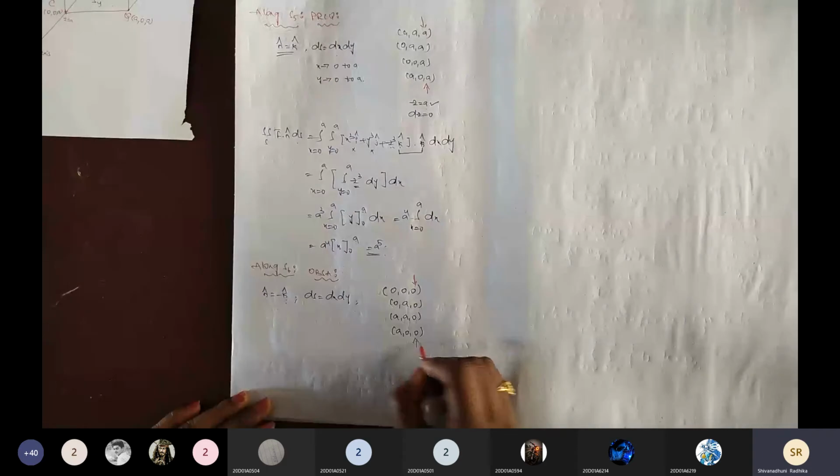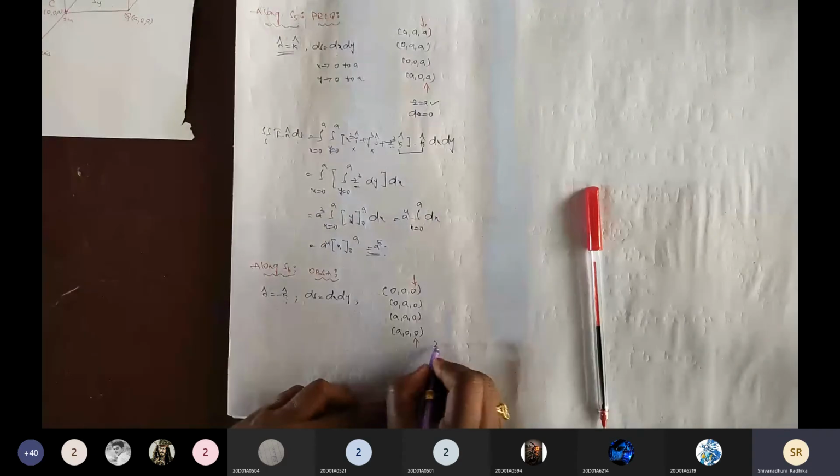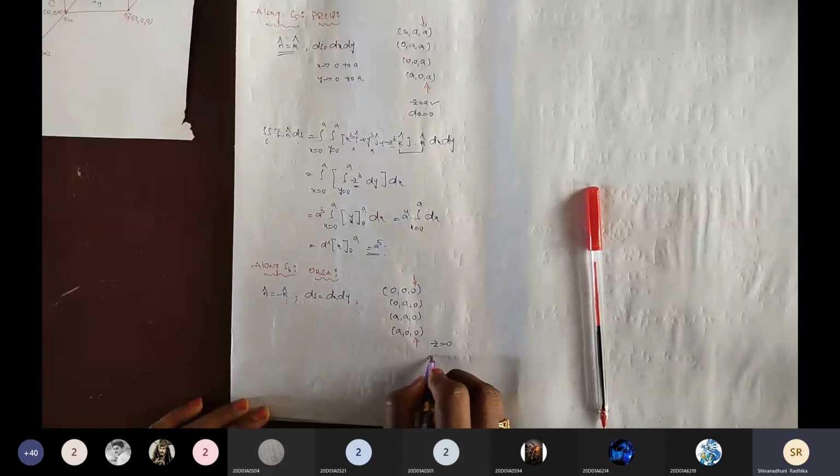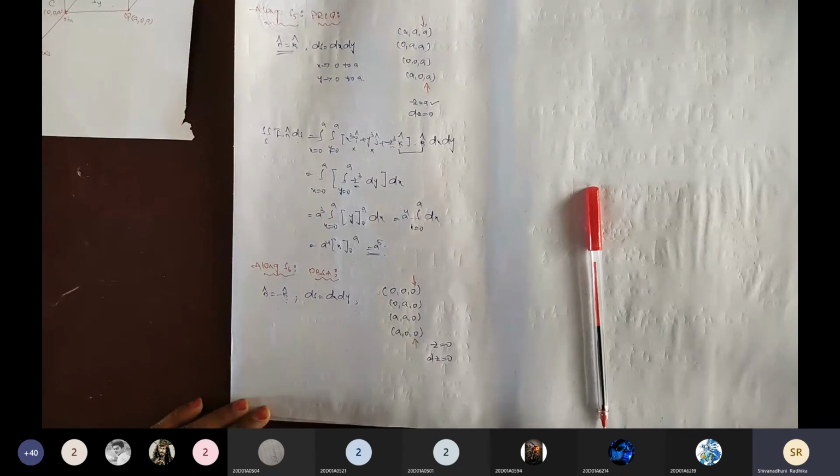And we should write the points here. What about the points now? O is 0, 0, 0; B is 0, a, 0; A is a, 0, 0. See, which coordinate has the same value? All have the same 0. Z equals 0 here. So z equals 0 is a constant, then differentiating on both sides, dz equals 0. Clear.